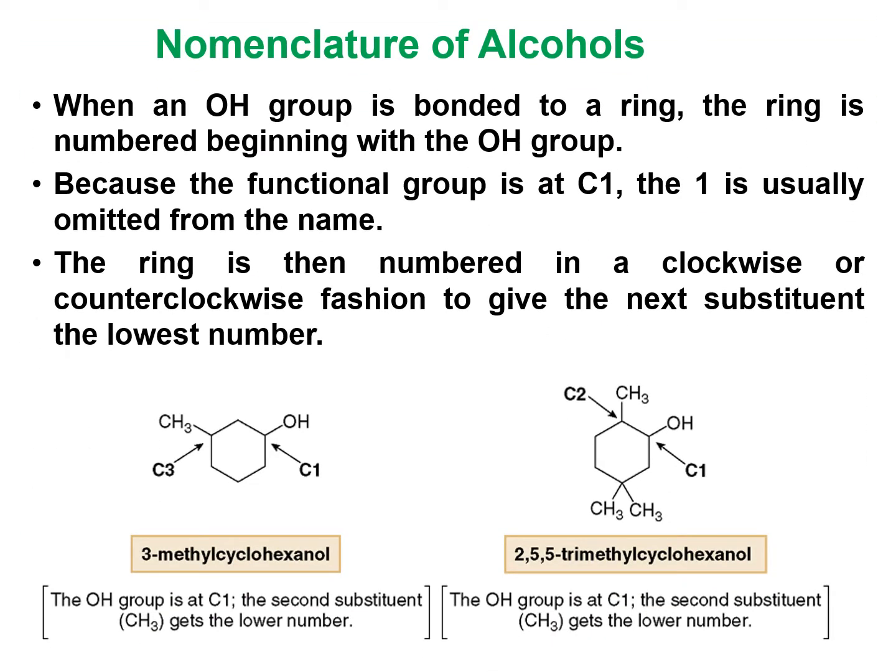When you want to name a ring, the functional group still takes priority, but you follow the route, when there are substituents, that gives the substituent the minimal number. In the first ring, we have 3-methyl cyclohexanol because we are following the route that will give this methyl the minimal number. So we're going anti-clockwise, giving priority to the hydroxy group being the functional group. The same thing happened in the second compound. We are giving the hydroxy group the priority, so we're following the route that will give the other substituent the minimal number.